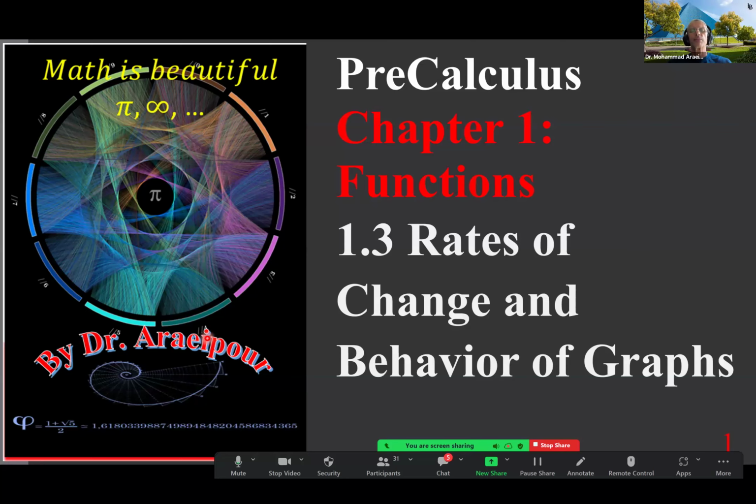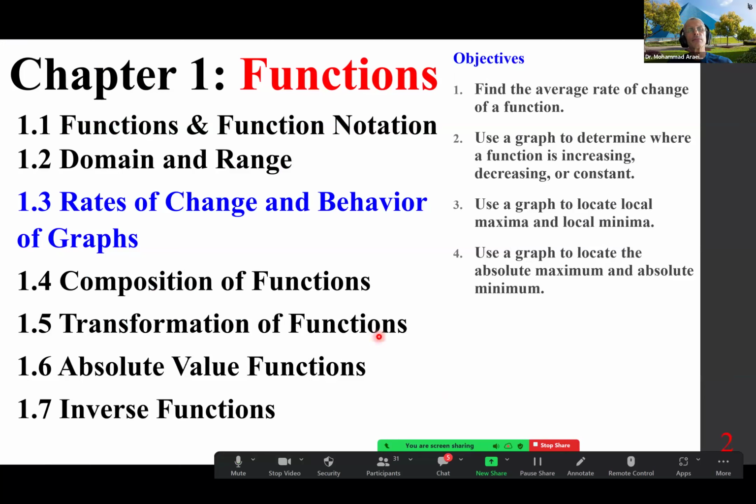Good afternoon, class. We are looking at section 1.3, rates of change and behavior of graphs. We covered functions and function notation, domain and range. Rates of change and behavior of graphs is being done now.